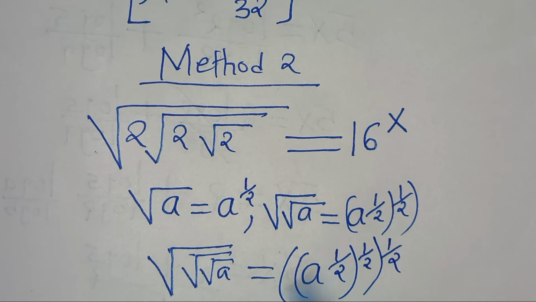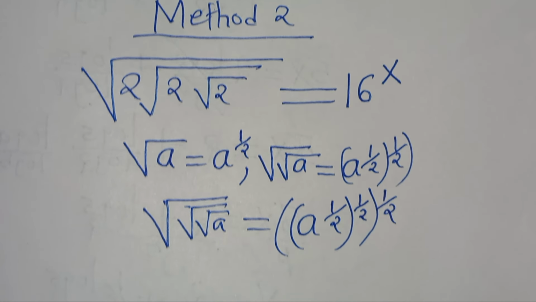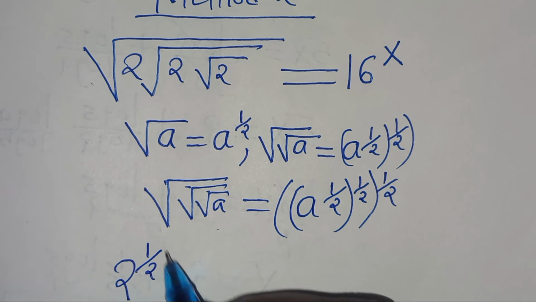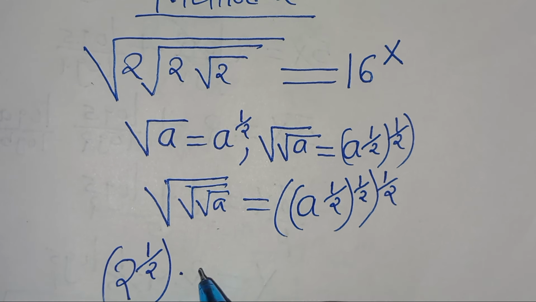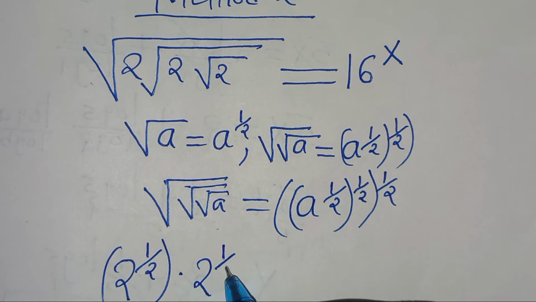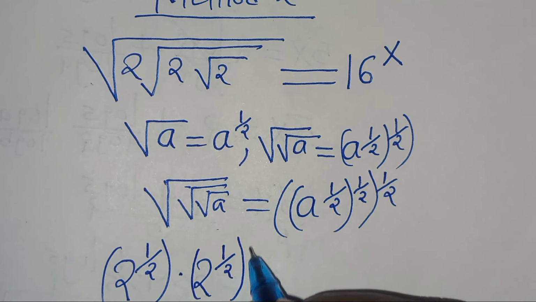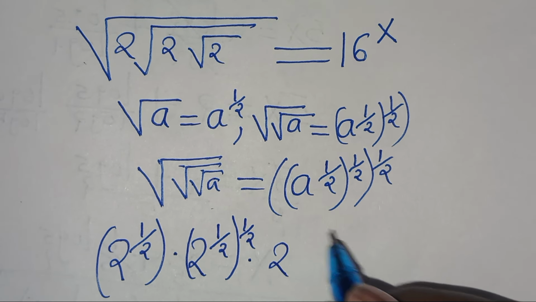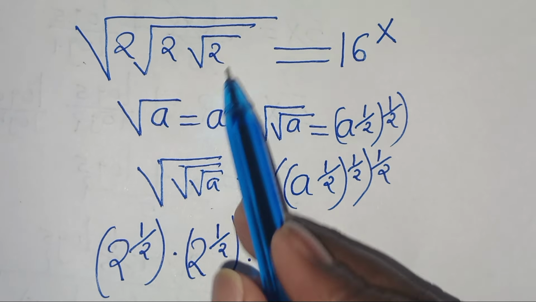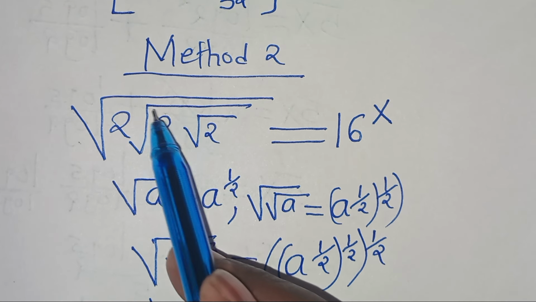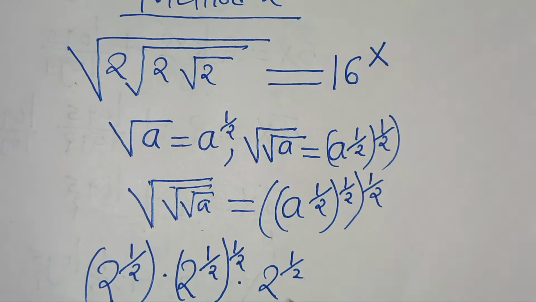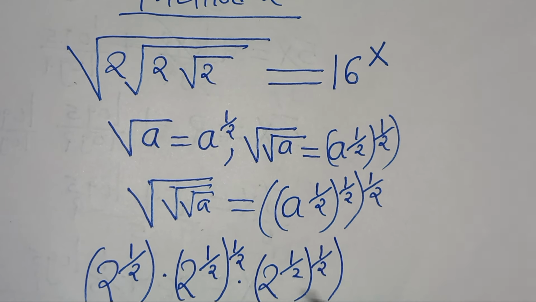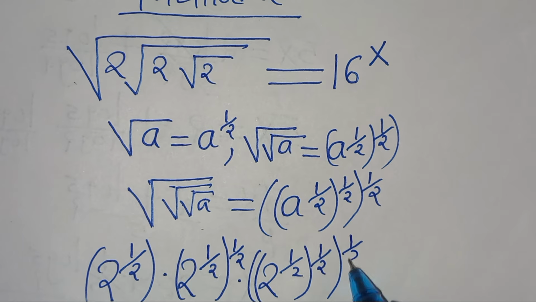Now, let's apply this property here, so that now this is 2 to the power of a half multiplied by 2 to the power of a half raised to the power of a half, then multiplying by 2 to the power of a half. Now, we have 3 square root signs here. So this is 2 to the power of a half raised to the power of a half here, and then raised to the power of a half.